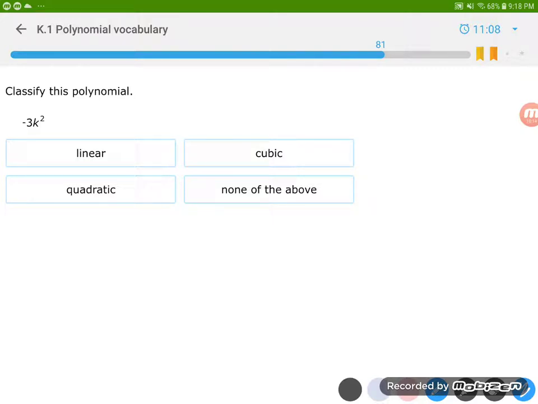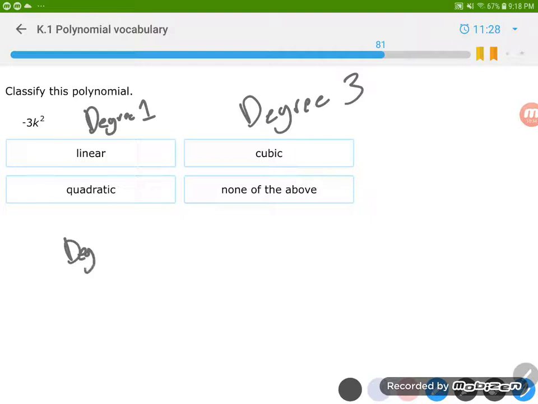Okay, all right, so same deal. Now we're looking to classify it in terms of its degree, because they're giving us options of linear, which just means degree 1, cubic, which means degree 3, and quadratic, which means degree 2. Do not be fooled by quadratic. I know we see that word quad in there, and we might want to think that means 4. But quadratic is actually something of degree 2.